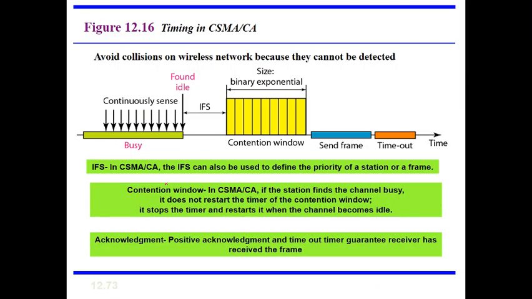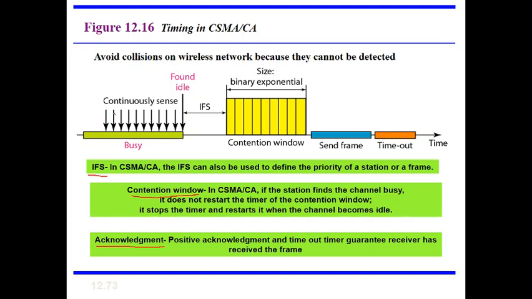In order to avoid the collision, CSMA CA uses three strategies. The first one is IFS time, that is, interframe space time. IFS stands for interframe space. The second one is called the contention window, and the third one is acknowledgement. So unlike CSMA CD, here we use acknowledgement. Along with that, we use IFS and the contention window mainly for avoiding the collision. So we'll see how actually it works.